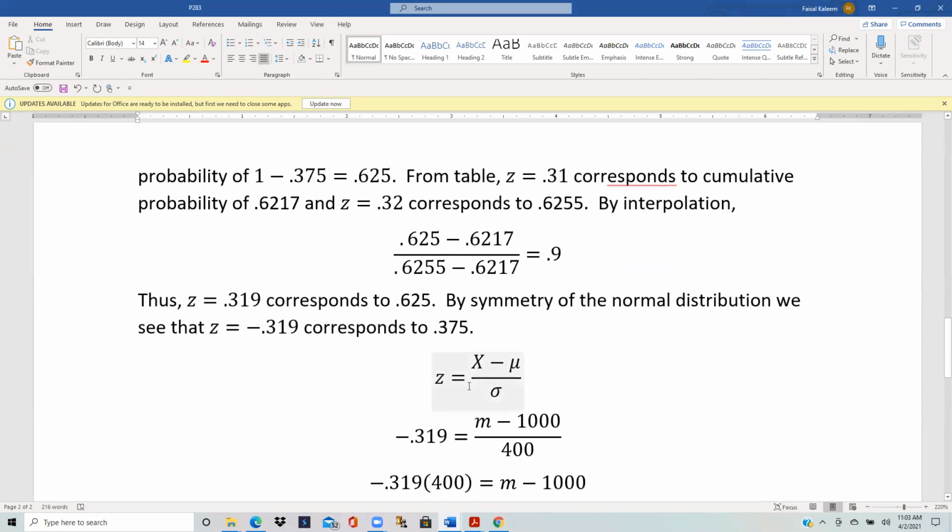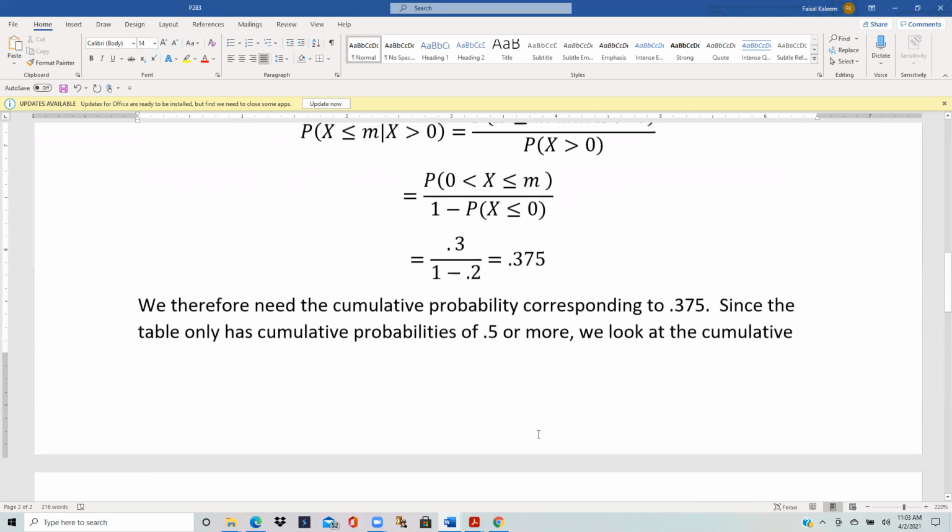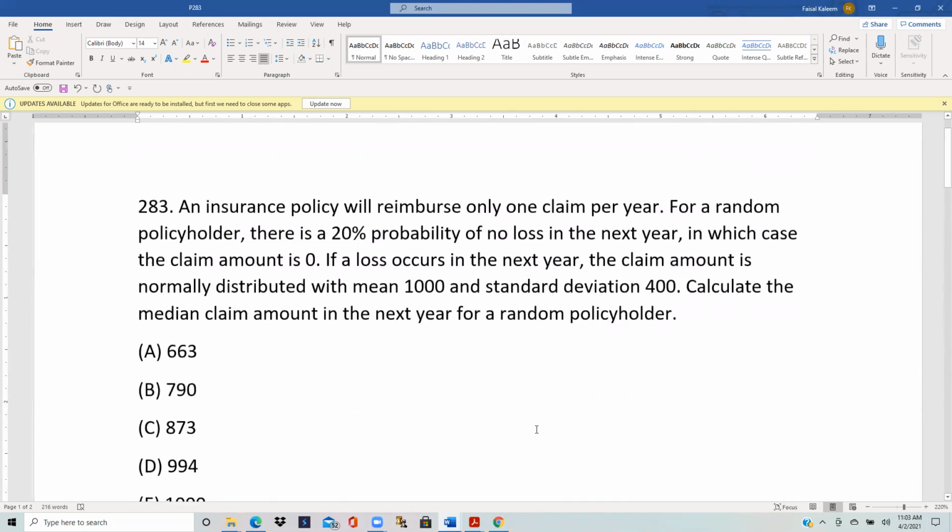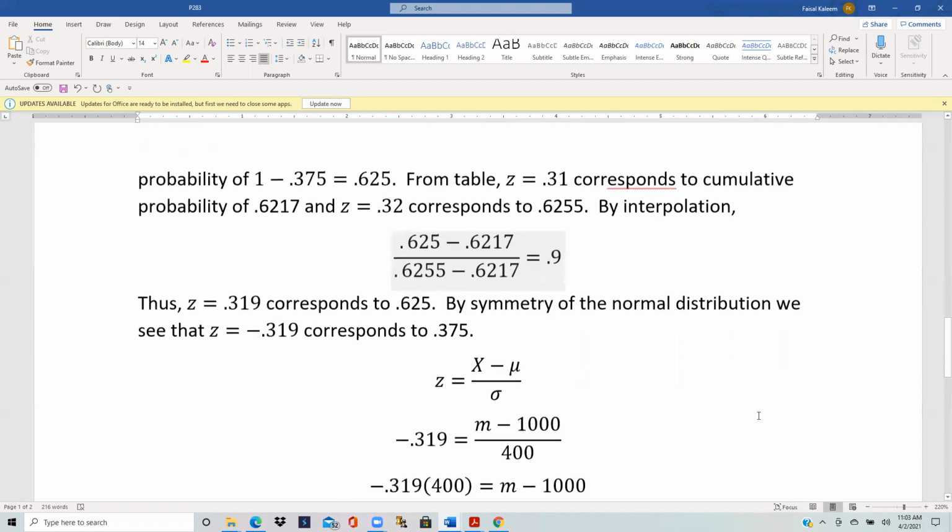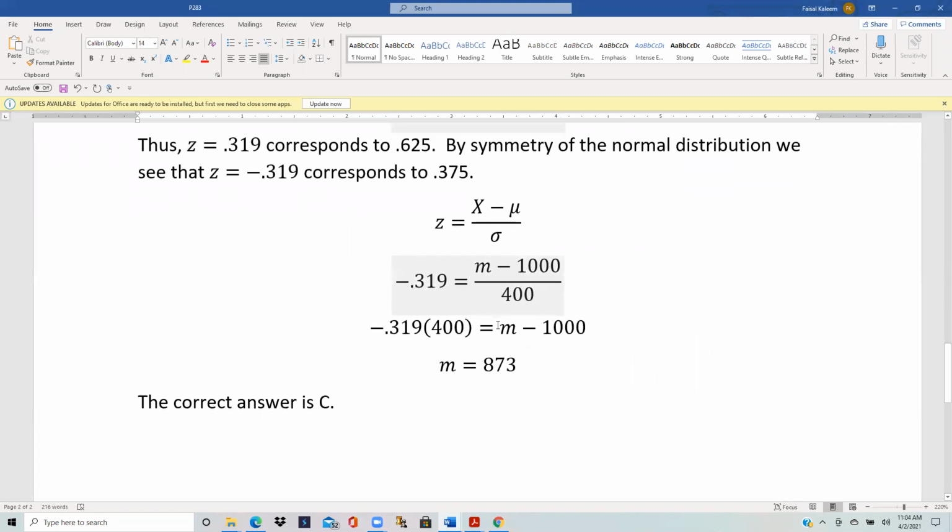And now in this formula for the z-score, when z is negative 0.319, we get the median. So x will be replaced with the median, z with negative 0.319, and the mean and the standard deviation are given to be 1,000 and 400 in the question. And when we do the algebra here, we get m to be 873. That is choice C.